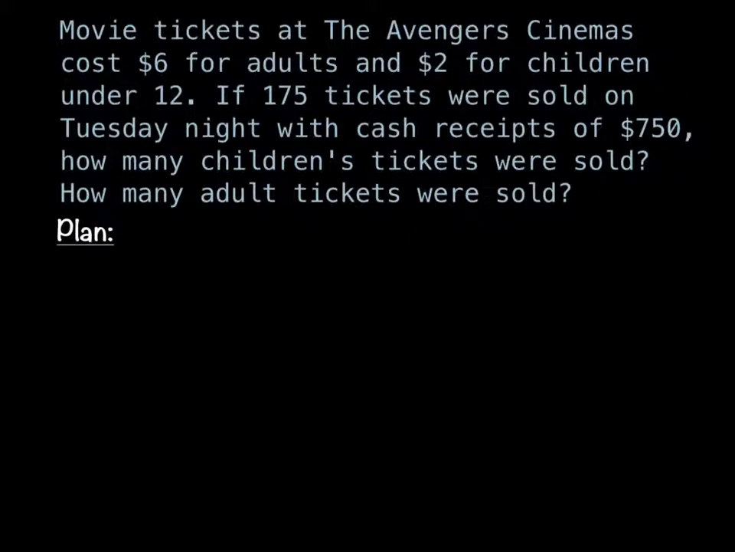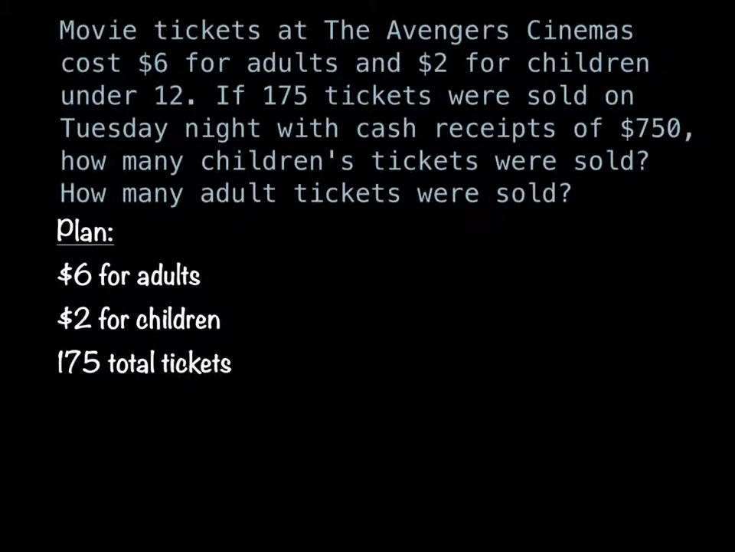So in our plan, in our first sentence, we know that it's $6 for adults and $2 for children under 12. We also know that there's a total of 175 tickets and a total of $750.